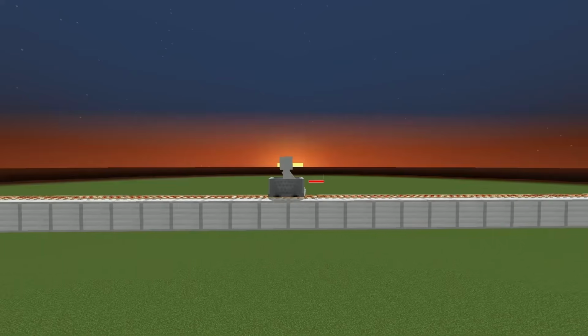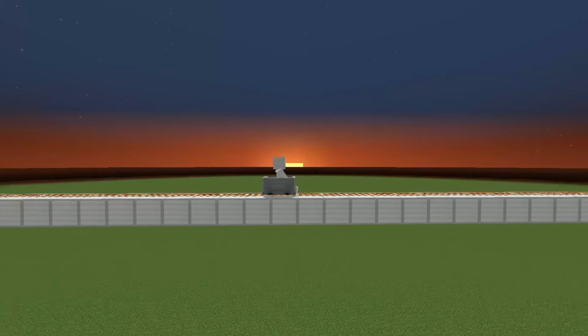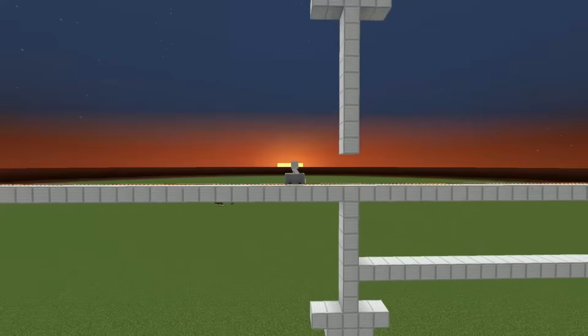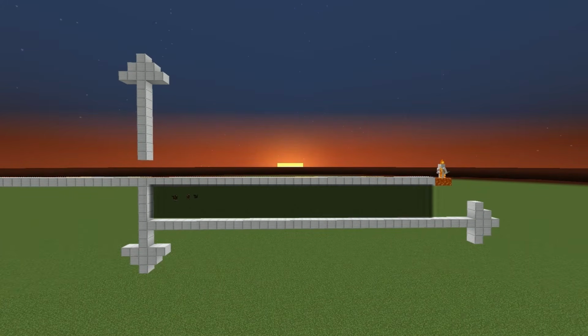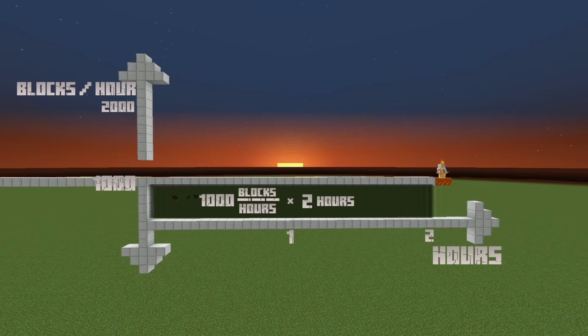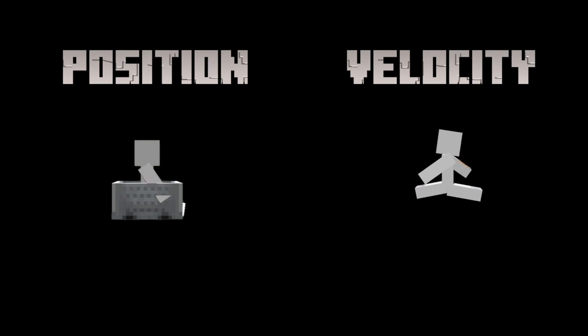Imagine you're riding a minecart 1,000 blocks an hour for 2 hours. How far did you travel? Well, getting 2,000 takes calculus. The graph of this situation looks like this. The line here represents the velocity, and let's make a rectangle under it. The width is hours, and the height is blocks per hour. When you multiply the two, you get blocks, or your distance traveled, and this concept is integration. So finding the area under a line or a curve allows you to convert from your velocity to your position.